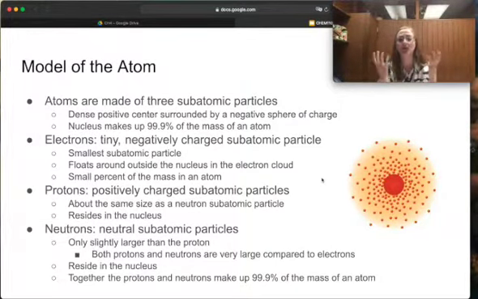However, both protons and neutrons are kept in the nucleus of the atom, and it's only the electrons that fly around the outside. So you end up with this dense positive center surrounded by negative around the outside. It's together that the protons and the neutrons make up 99.9% of the mass of the atom, rather than just the protons or just the neutrons. Again, both of their masses added together make up that 99.9% of the atom.